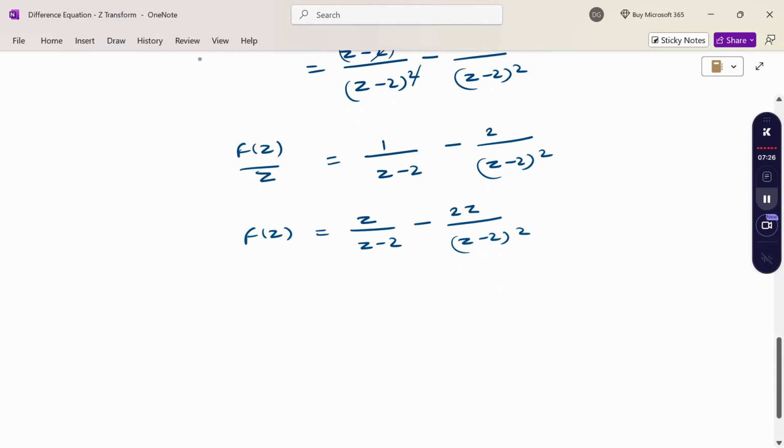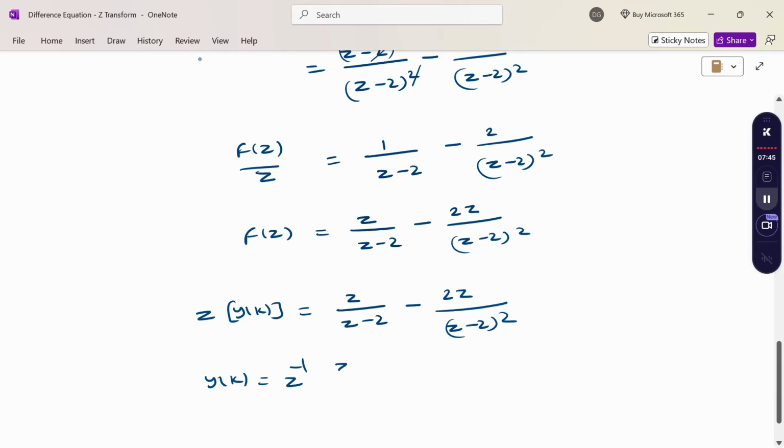Now what is f of z? F of z is nothing but Z of y of k. Therefore z by z minus 2 minus 2z by z minus 2 whole square. Therefore y of k equal to Z inverse of z by z minus 2 minus Z inverse of 2z by z minus 2 whole square.